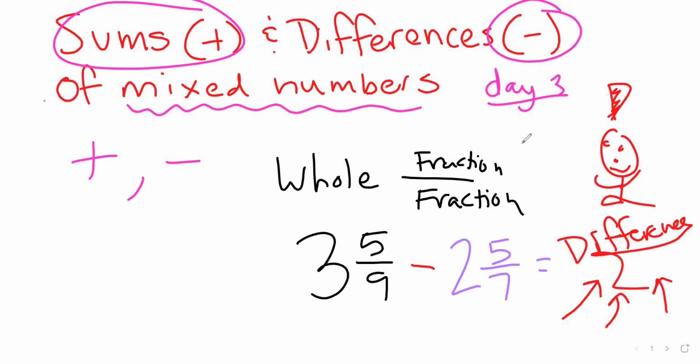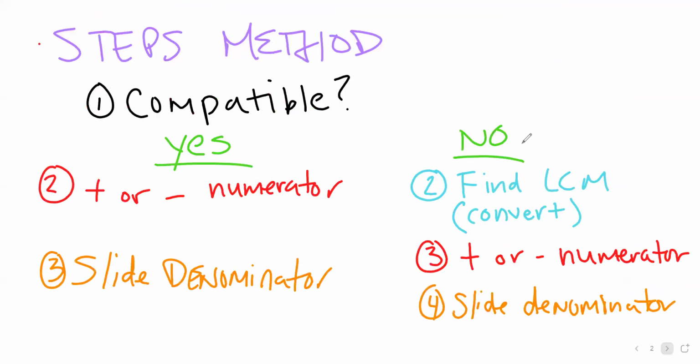Okay, so let's talk about one of the methods we talked about, and that's the steps method. That's just the idea of walking through and asking yourself some questions. Question one, every single time: are my fractions compatible? Meaning, are my denominators the same? If I have 3/5 and 4/5, they are compatible. If I have 3/5 and 9/20, they are not compatible. We can still work with them, we just can't work with them in this form.